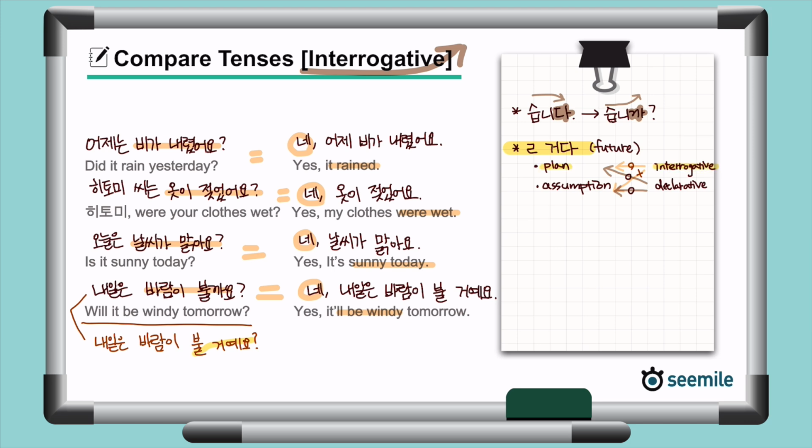So we recommend you use 을까 instead, as in 내일은 바람이 불까요? This is the ending that would accurately convey the thought that the speaker is making a guess.